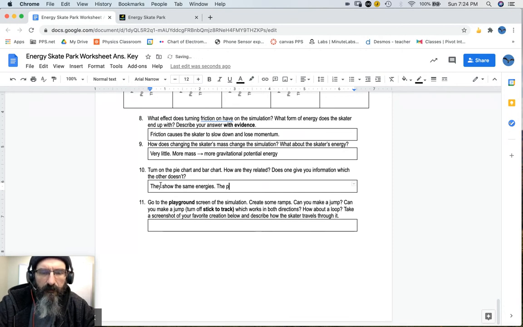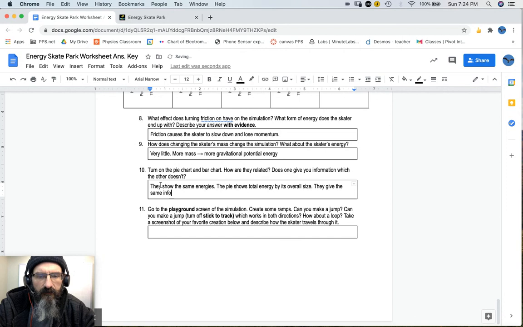The pie shows total energy by its overall size. So I think they give the same amount of information. Maybe you've seen something I haven't, but I'm going to say they give the same information.